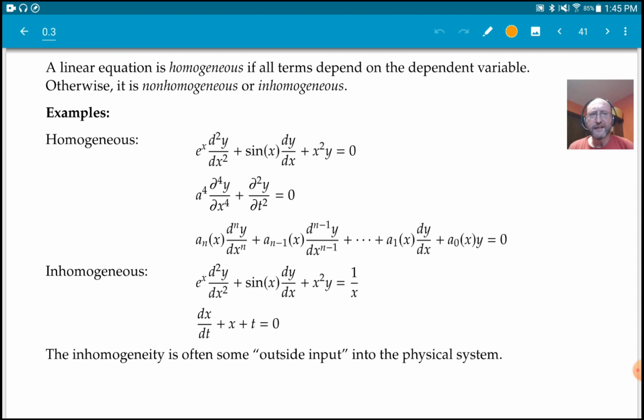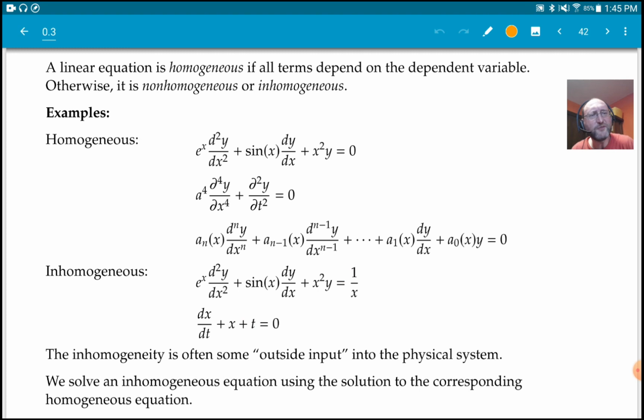Now, a lot of times the inhomogeneity, this thing over here, is some outside input into the system. So, for example, in Newton's law of cooling, it's the outside ambient temperature, the temperature of the room. That's giving us the inhomogeneity.